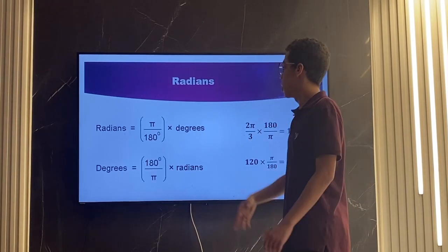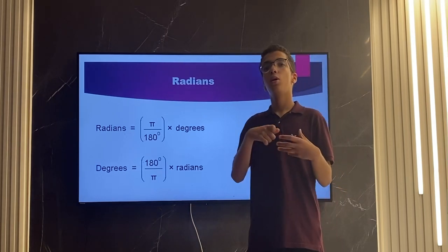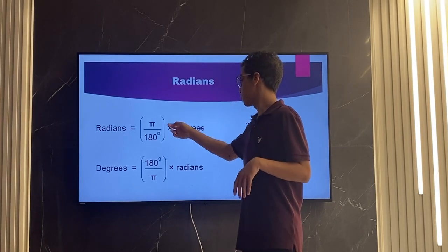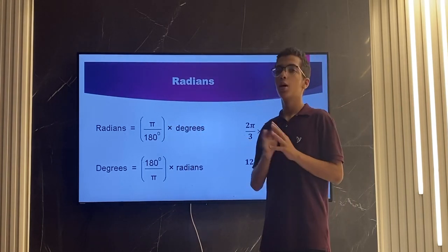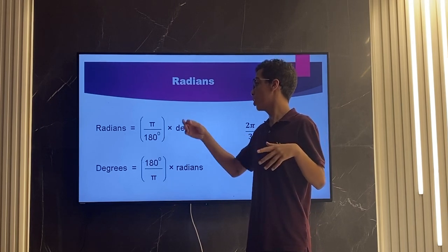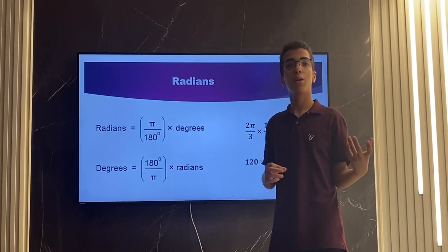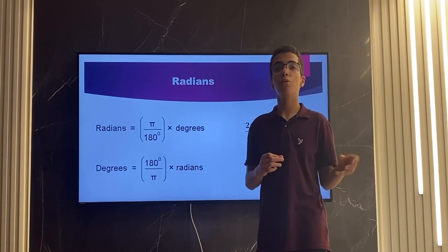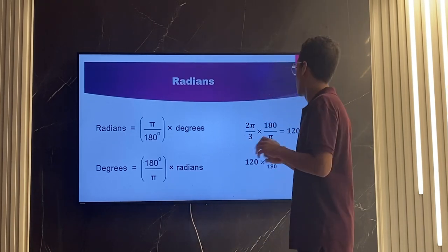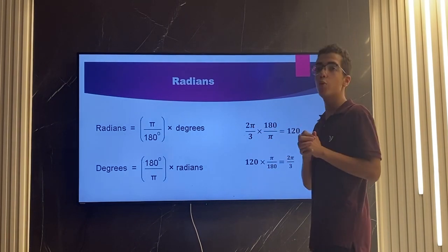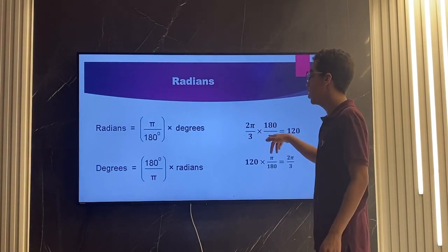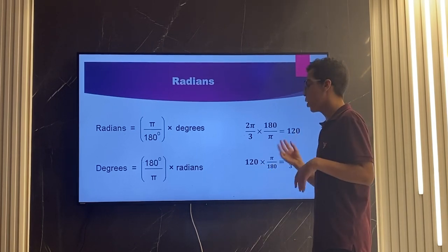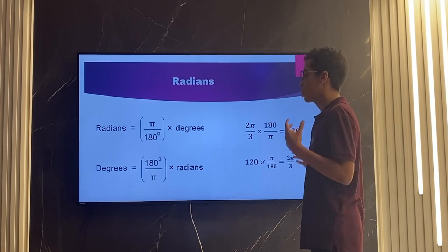Let's continue. Radians. If we're given a radian and want to turn it into a degree, we need to use this formula. And if we're given a degree and we want to turn it into a radian, we're going to use this formula. If we're given a degree, we're going to multiply it with pi over 180. If we're given a radian, we're going to multiply it with 180 over pi. Here we're given a radian, and we're going to multiply it with 180 over pi to get the degree, which will be 120. Here we're given the degree, and we're going to multiply it with pi over 180, and this will be the answer, which is 2 pi over 3.